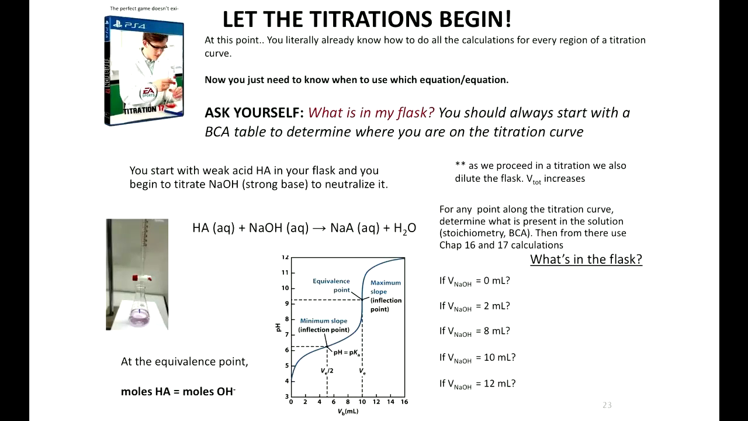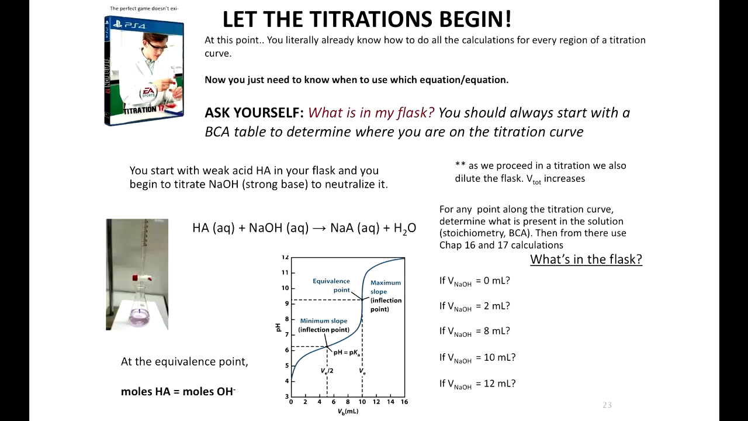The important thing here is to ask yourself, what's in your flask? If you start with a weak acid in your flask and you put in a pH probe, that pH is dictated by just that weak acid. Or if you just have a weak base present, then your pH is dictated by that weak base. If you have both the weak acid and its conjugate, that's a buffer. So the pH is dictated by the buffer.